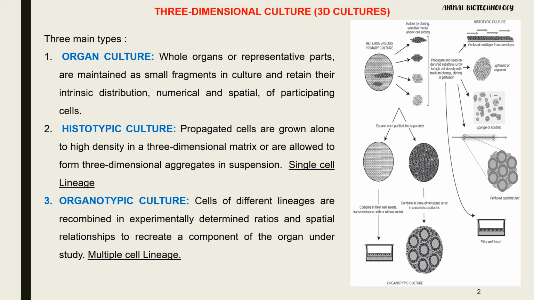The third category of cultures are organotypic cultures. These are cultures obtained from different types of cells, that is, multi-cell lineage in origin. These are combined in specific proportions and spatial arrangements experimentally to restructure a component of an organ.